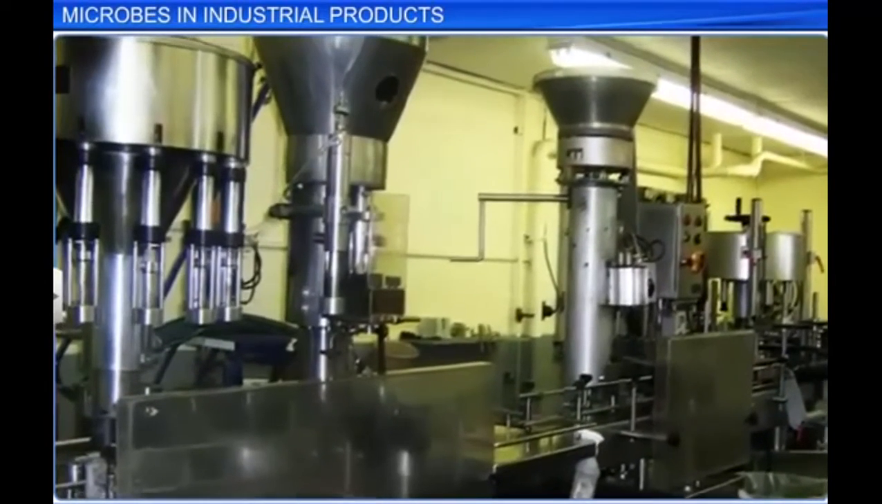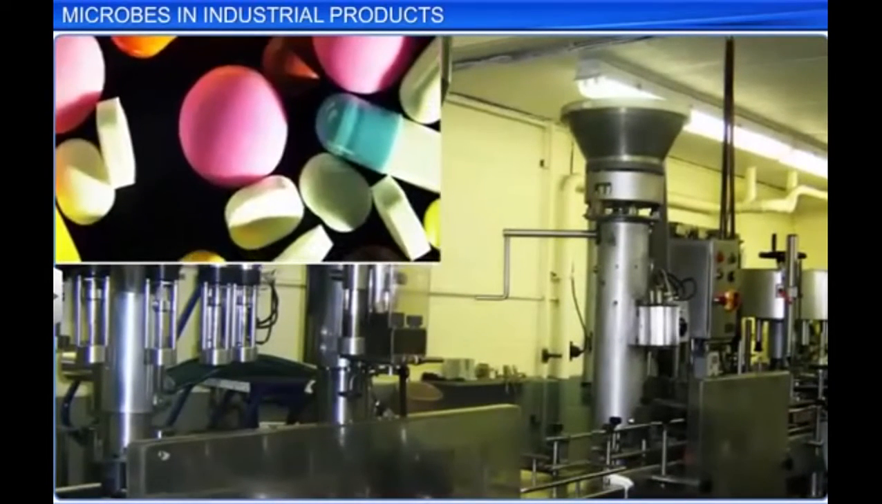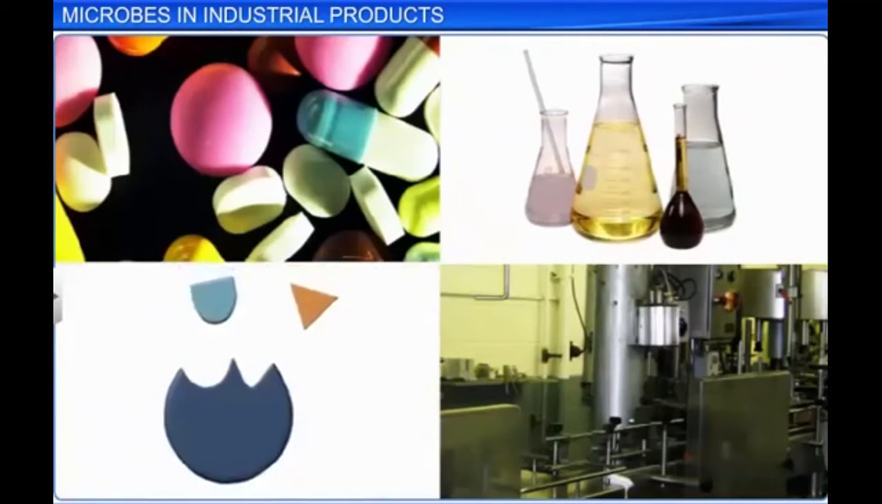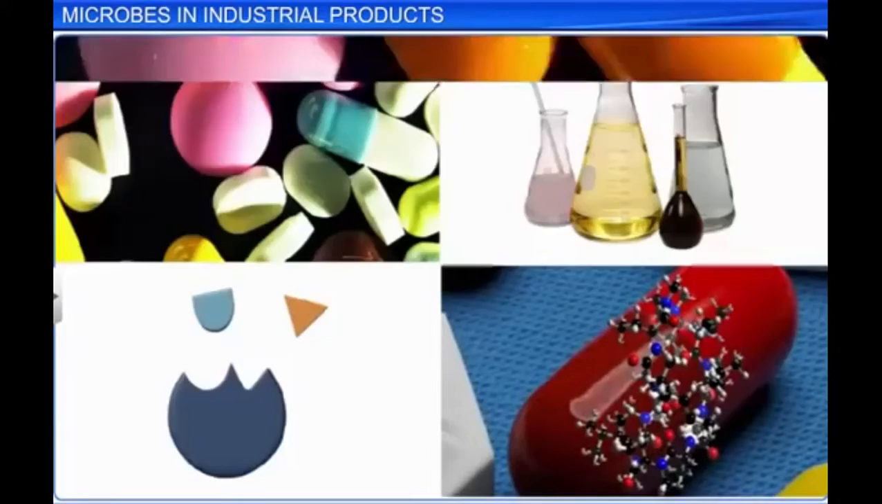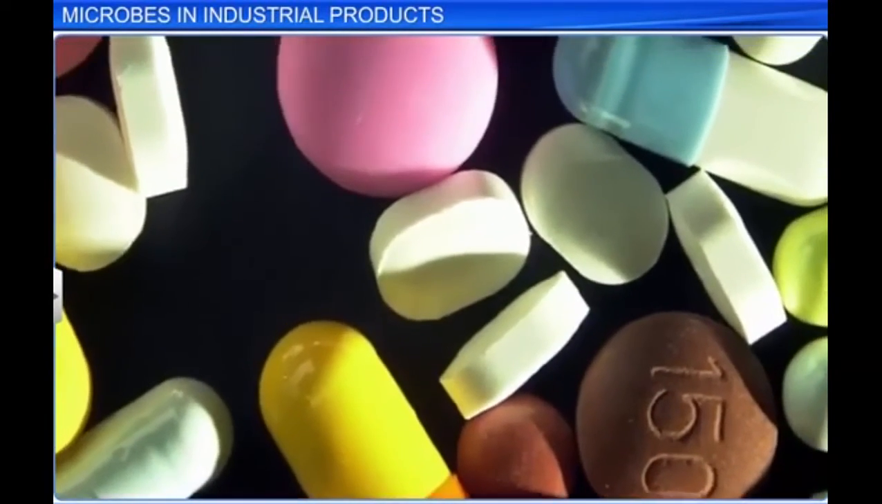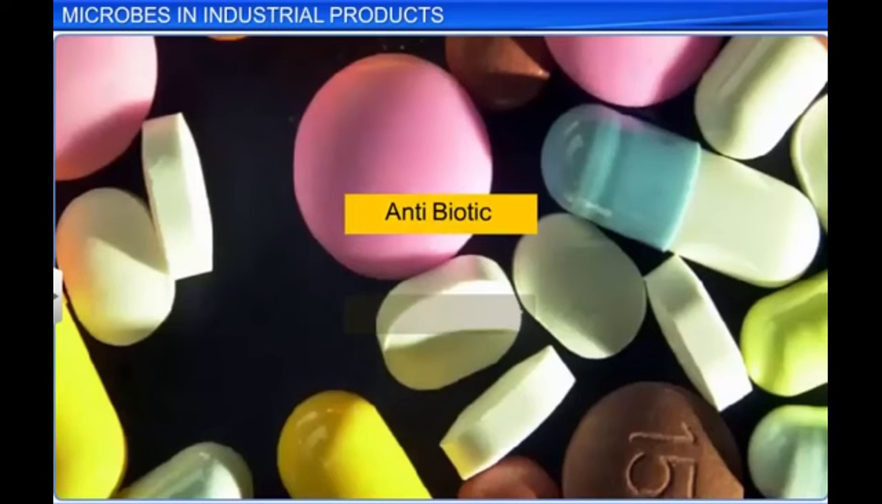Other than alcoholic beverages, microbes help in the industrial production of antibiotics, chemicals, enzymes, and other bioactive molecules. Antibiotics are chemicals produced by some microbes that can kill or check other harmful disease-causing microbes. In Greek, the word antibiotic means against life, that is, against the life of harmful disease-causing microbes.